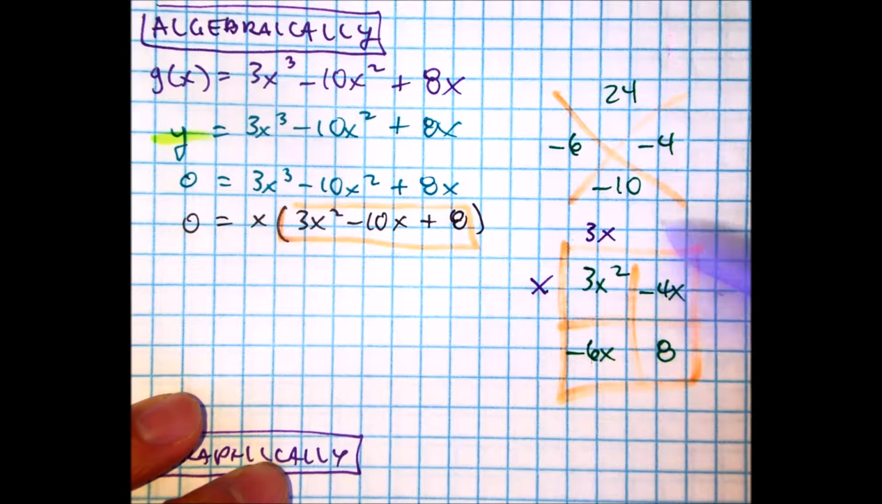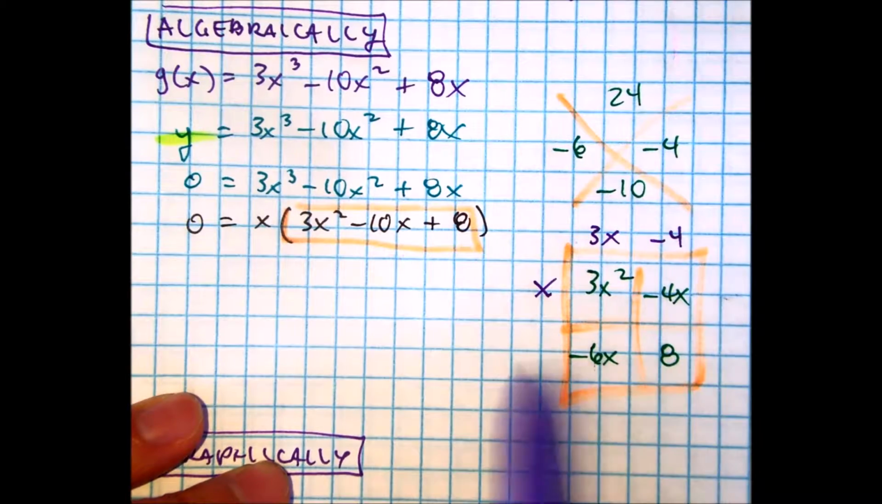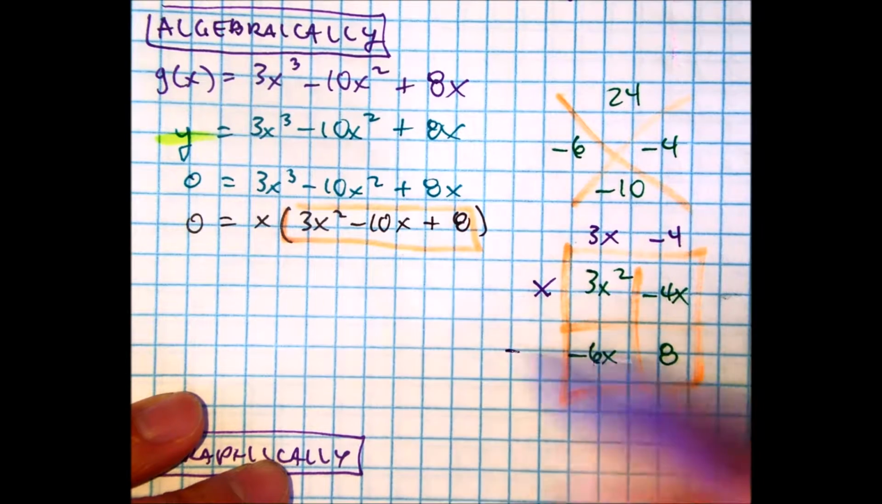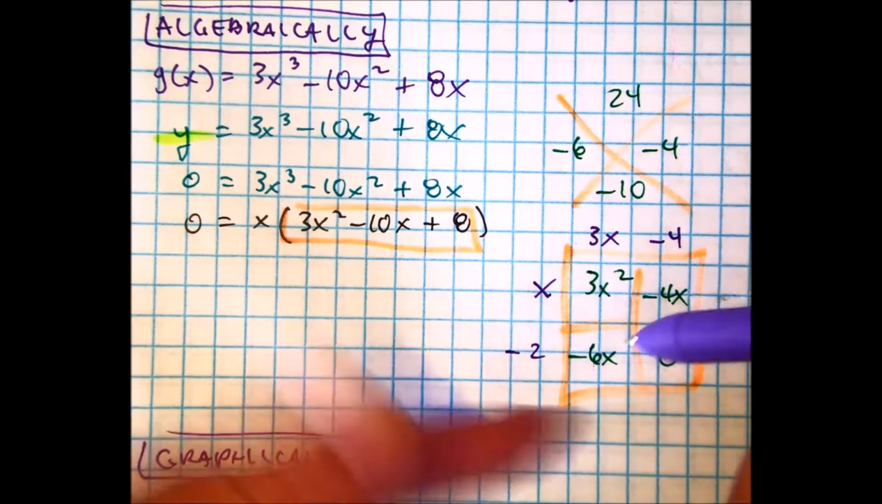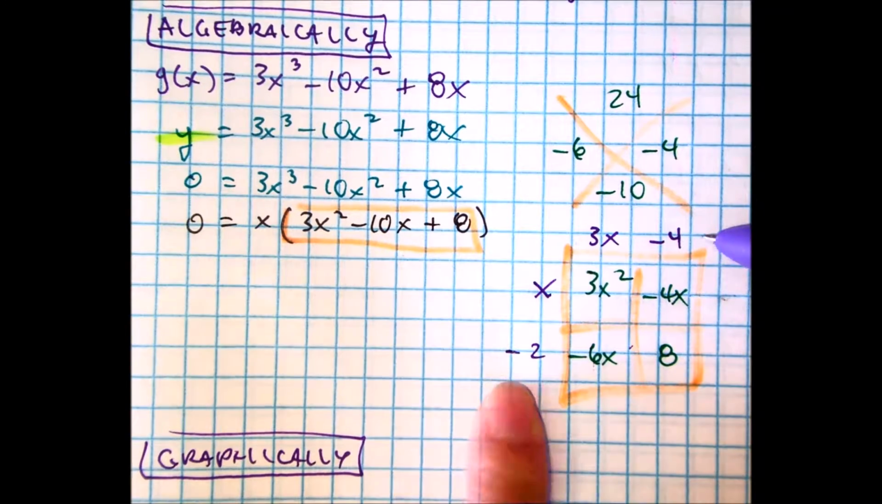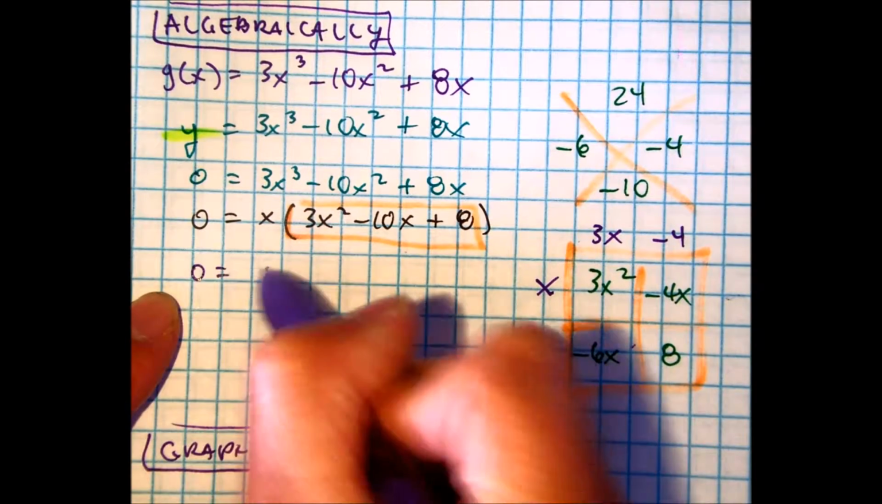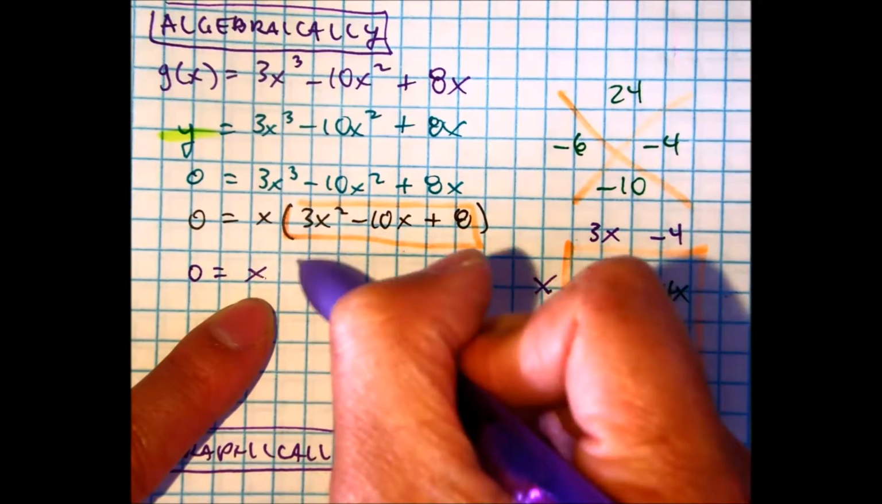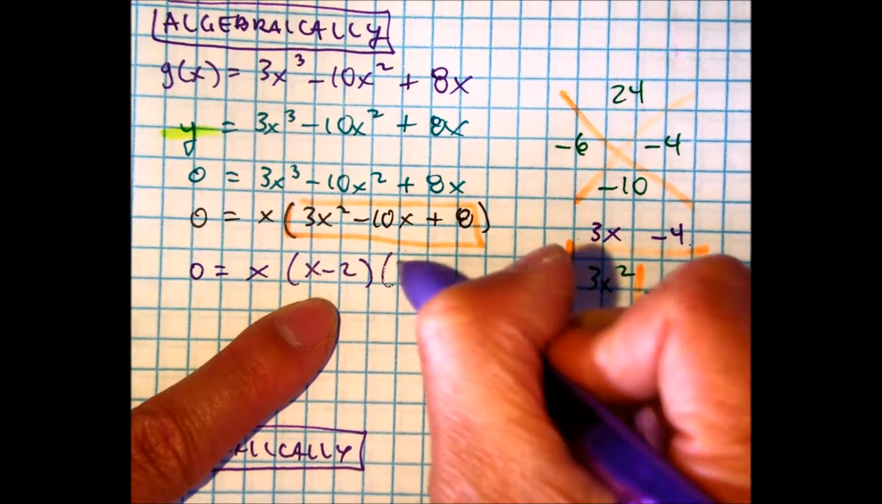Greatest common factor? And greatest common factor? Negative what? 2. 3x times negative 2 equals negative 6x. Negative 2 times negative 4 equals positive 8. X minus 2. 3x minus 4.